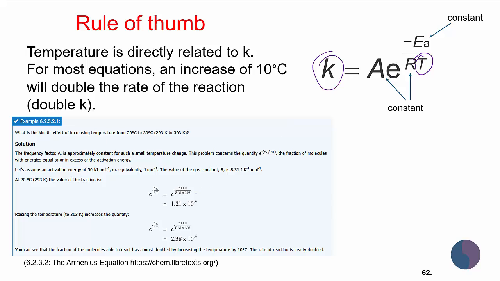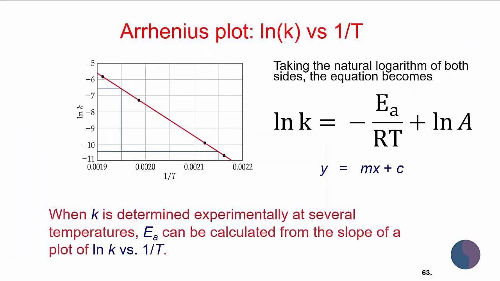And I leave these guys to do the calculation. So this one's increasing by 10 degrees Celsius, and the rate constant sort of doubles. That's just a good rule of thumb. If you want to double the rate of a reaction, just increase the temperature by 10 degrees and it doubles. That's a rule of thumb. So just be able to use the equation.